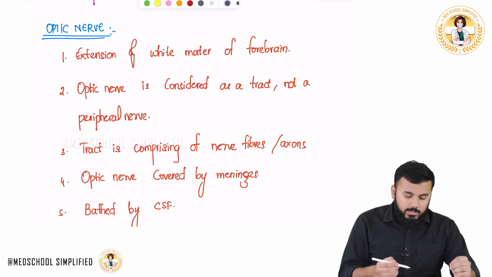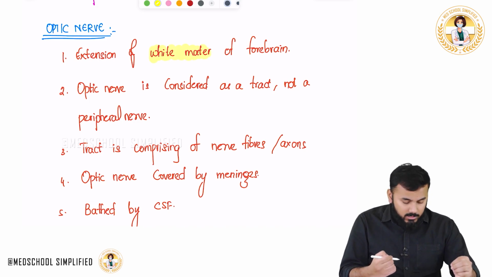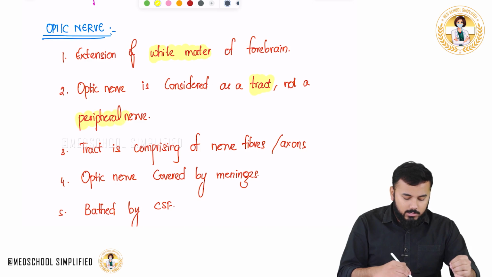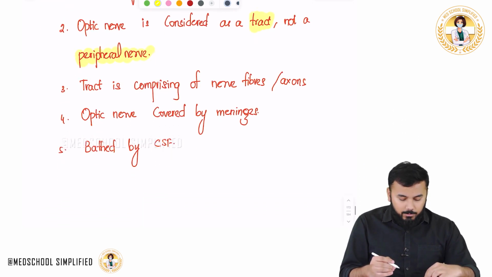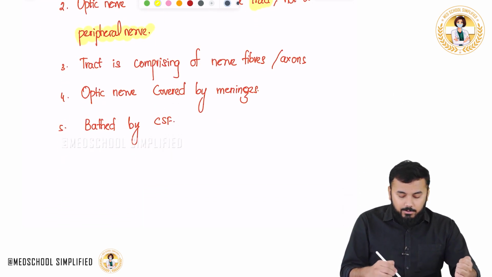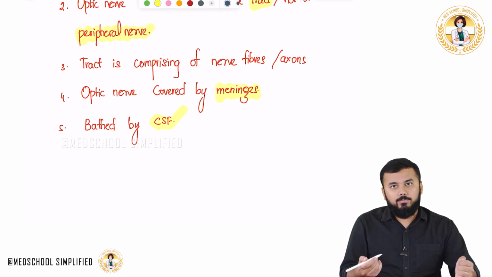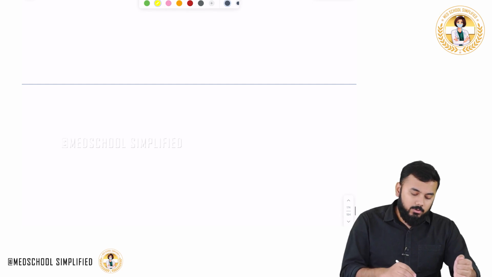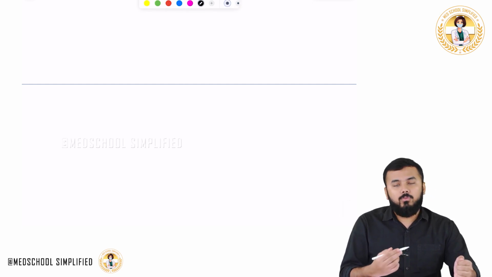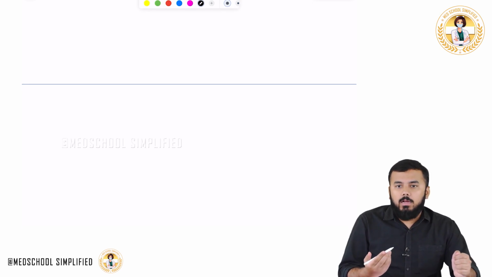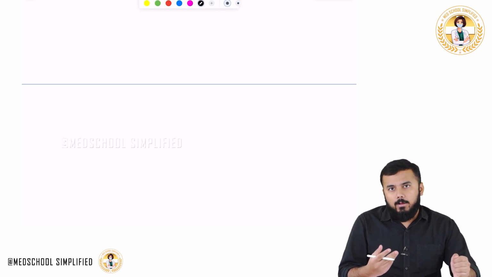So what are the important things? Optic nerve is the extension of white matter of forebrain. Second important thing, optic nerve is considered as a tract, not considered as a peripheral nerve. Third important thing is that this optic nerve is covered by what? Meninges, and it is floating in the CSF. Okay. Next important thing you need to know is that, let us look at the picture of optic nerve, let us look at the picture of optic tract, as well as let us say your optic chiasma.